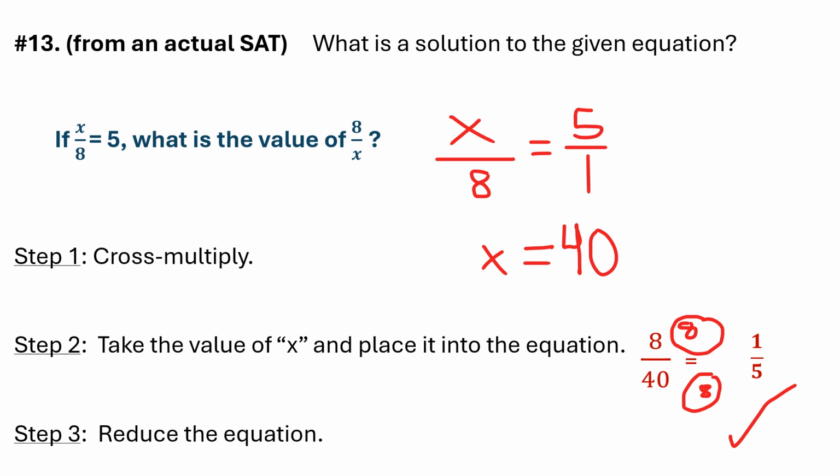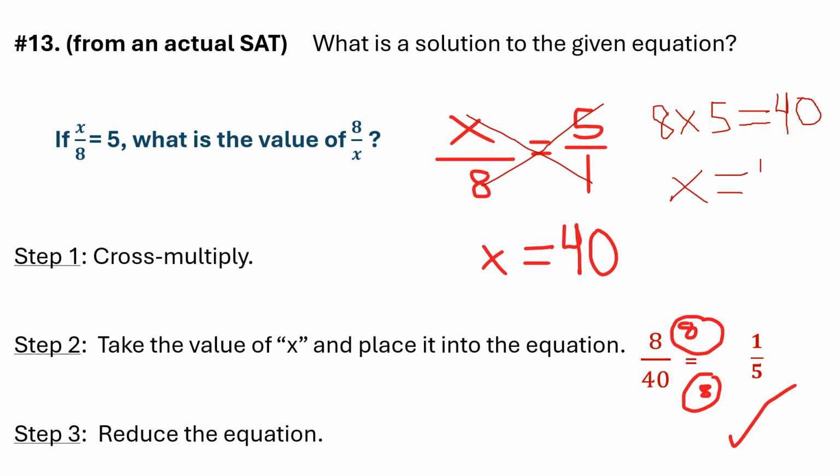If x over 8 equals 5, what is the value of 8 over x? X over 8 equals 5. Cross multiply. 8 times 5 is what? 40. What do you have to do on the other side? Because if you dance on one side, you have to dance on another. That's what I call cross multiplication. What you have to do is you have to go 1 times x. This is x. X equals 40.